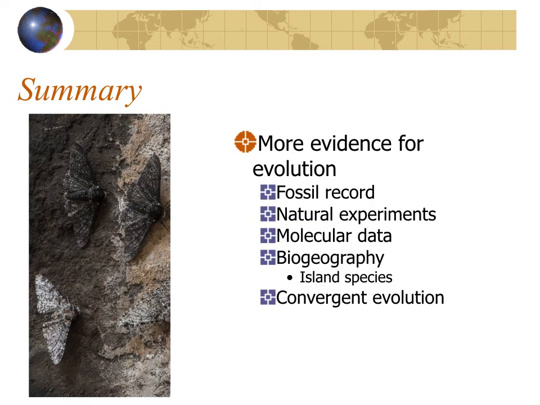So in summary, there's lots of evidence for evolution, including the fossil record, these natural experiments like with the peppered moths, molecular data, and particularly this biogeography of island species. Okay, so we'll talk about speciation next and how new species form.